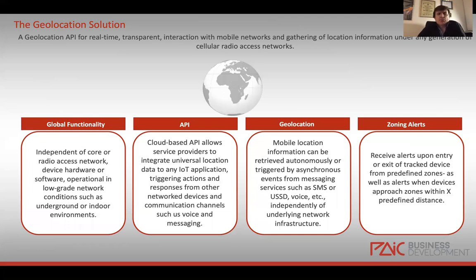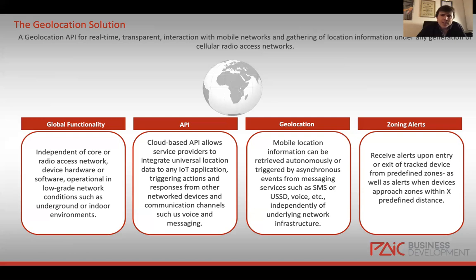provides a geolocation API for real-time, transparent interaction with mobile networks for gathering location information from cellular radio networks. It has a global functionality, and it's independent of core or radio access network, device hardware, or software, operational in low-grade network conditions, such as underground or indoor environments.